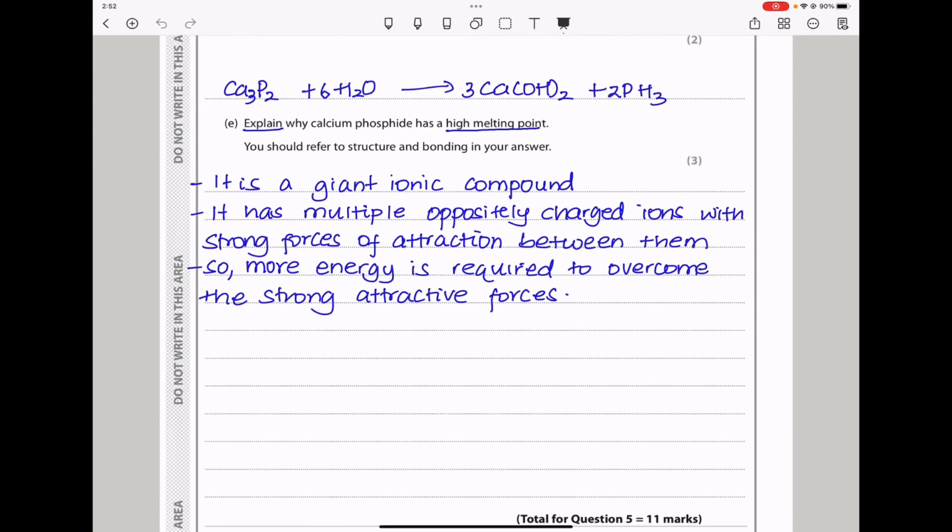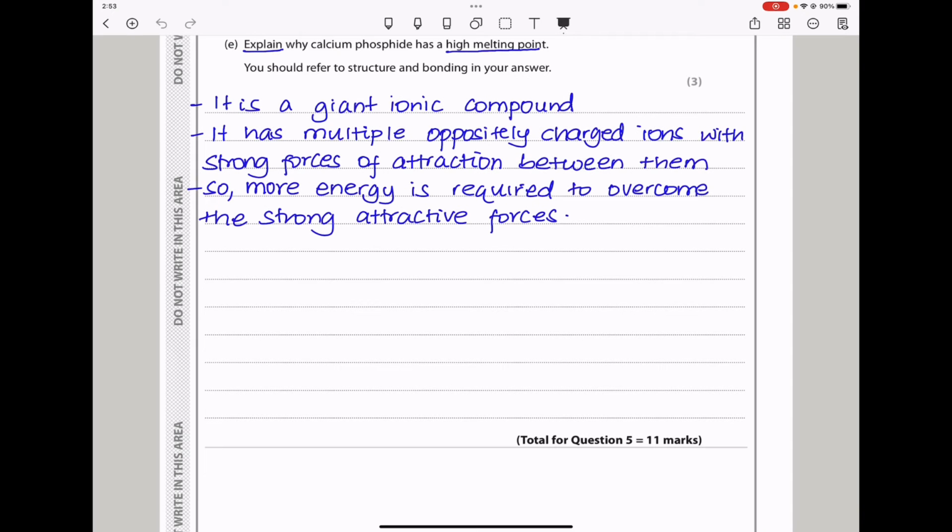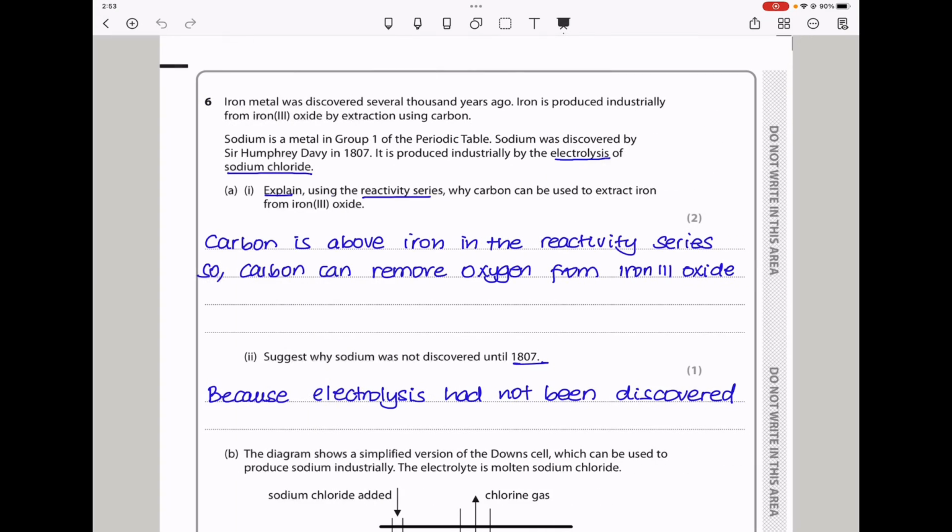In part E, explain why calcium phosphide has a high melting point. You should refer to the structure and bonding in your answer. We know calcium phosphide is going to be an ionic compound, and all ionic compounds have giant ionic structures, which have multiple oppositely charged ions. These ions have strong forces of attraction between them. So to separate them, a lot of energy is required in order for those forces to be overcome. So this brings us to the end of question 5. Let's continue to question 6.